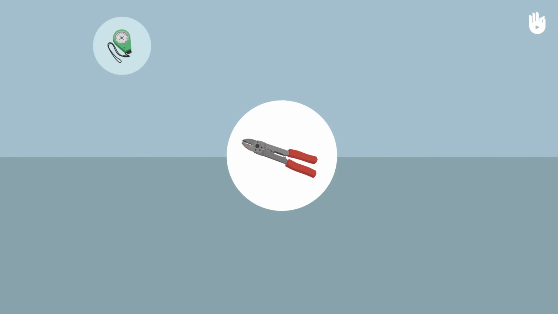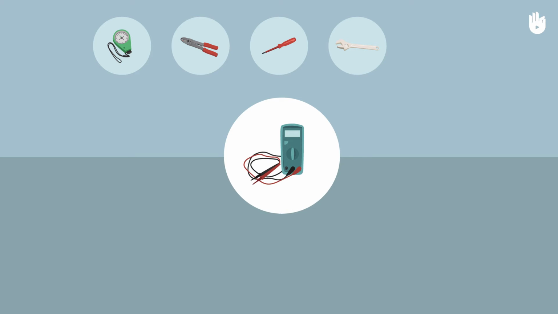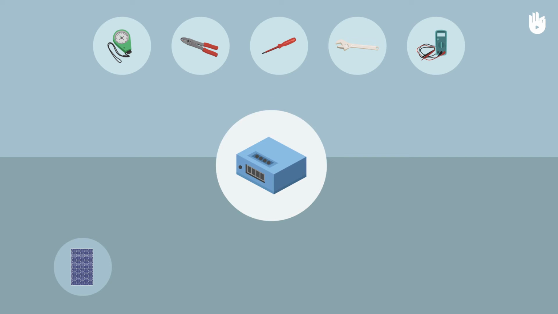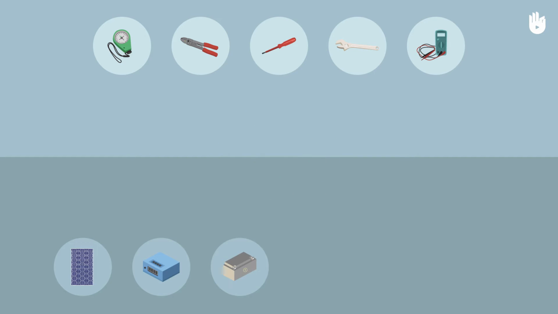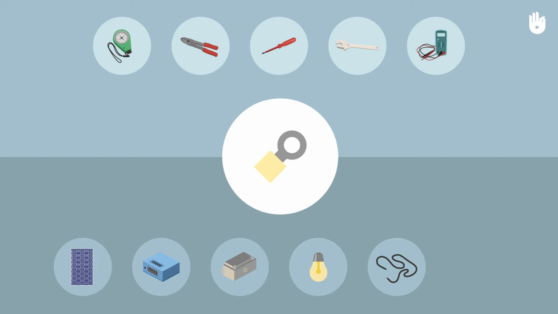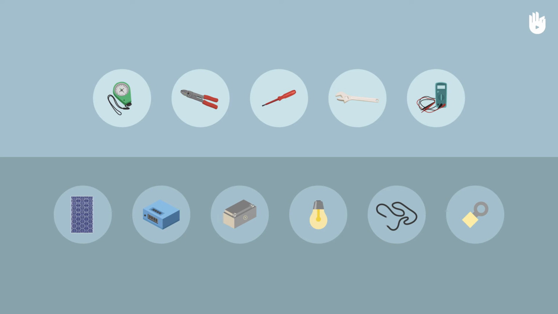To build a photovoltaic generator, you will need a compass, crimping pliers, a screwdriver, a wrench, a voltmeter, a solar panel, a charge controller, a battery, an electrical receptacle, in our case a light bulb, and connector cables, both regular and solar, and crimps. This installation is done in 5 steps, which we will explain.